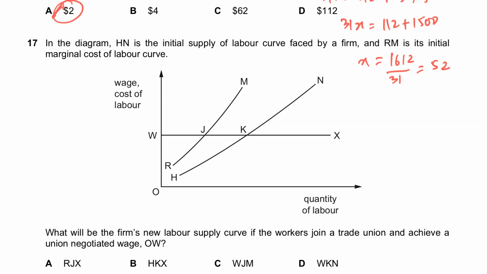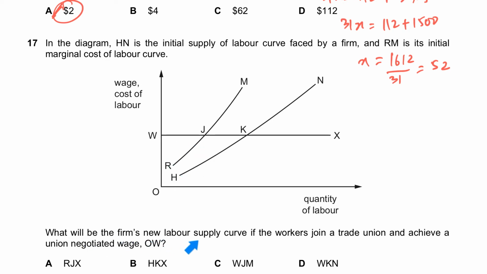In question number 17, they say in the diagram, HN is the initial supply of labor faced by a firm, and RM is its initial marginal cost. So this is the initial supply curve. This is the marginal cost of labor. So remember this, guys. Whenever the supply curve is upward sloping, we're basically looking at a monopsony situation.